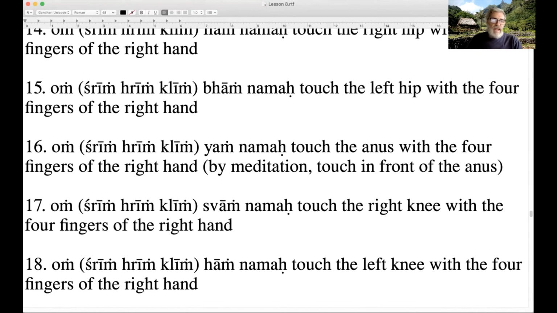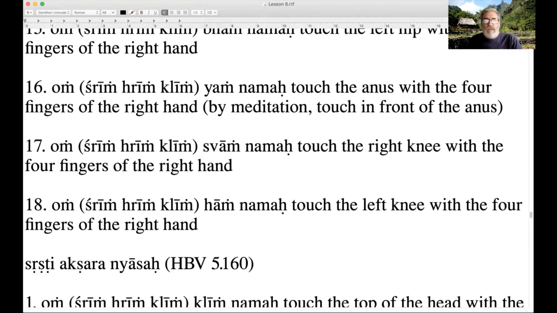And then we have touching the left hip, we're going to have the next, so Vallabha, Bha. So we have Bha with a long A, aspirated Bha, right? And we add Anushwara, we get Bham. So we have Om Bham Namaha, touch the left hip, or it could be with the other bija mantras, Om Shrim Hrim Klim Bham Namaha.